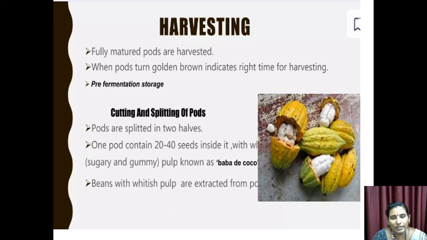First harvesting, the fully matured pods are harvested. When pods turn golden brown, it indicates the right time for harvesting. Then it will be stored for pre-fermentation storage. Then cutting and splitting of pods.